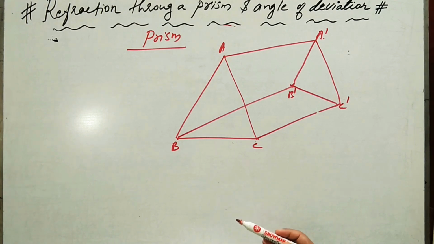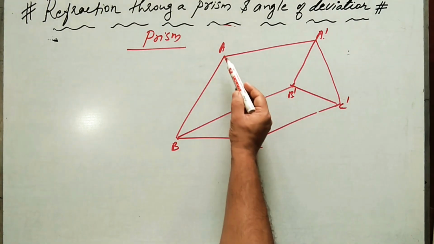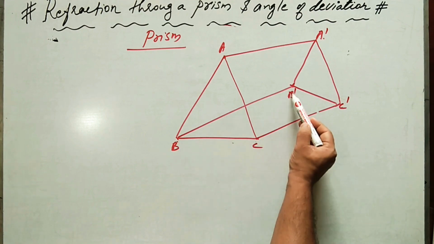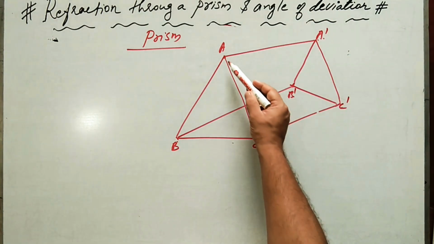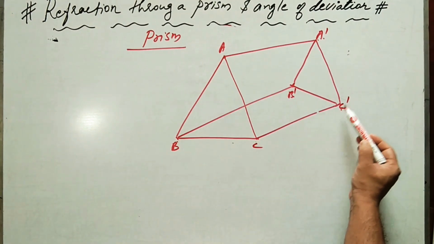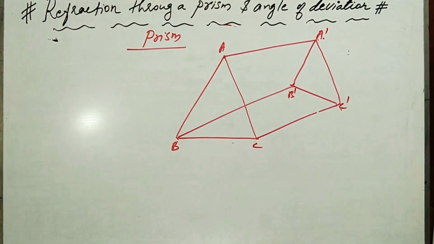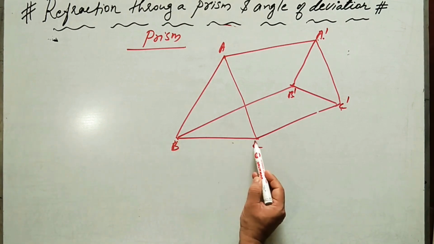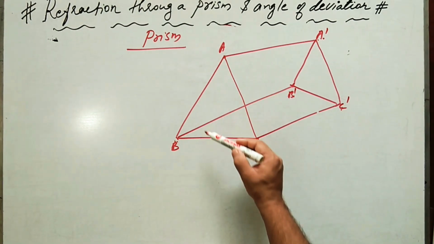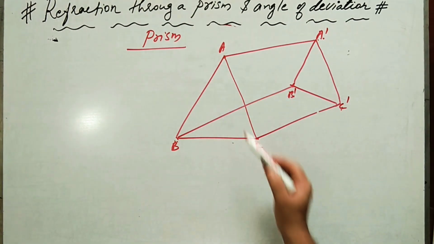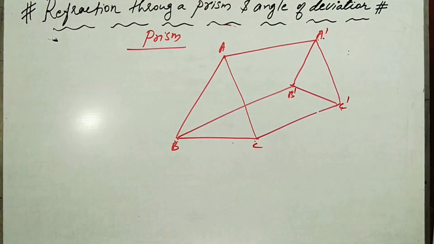And what are the rectangular surfaces? As you can see, A, B, B dash, A dash, one rectangular surface, another one, A, C, C dash, A dash, another second rectangular surface, and the third one is B, C, C dash, B dash. So these are the three. It is bound by three rectangular surfaces and two triangular surfaces.